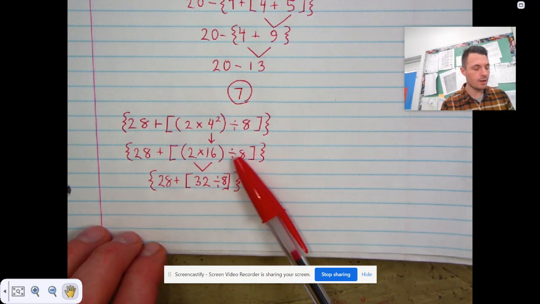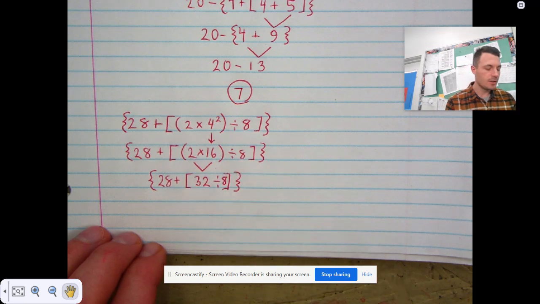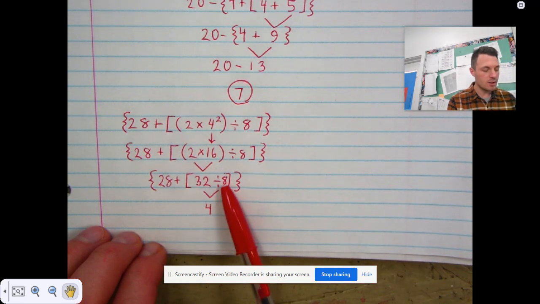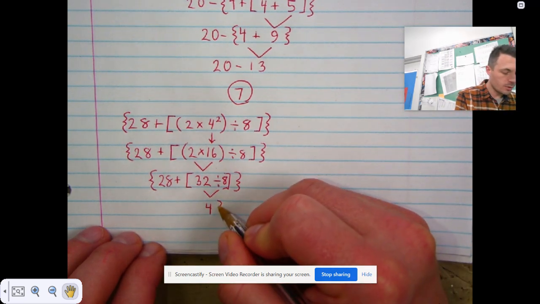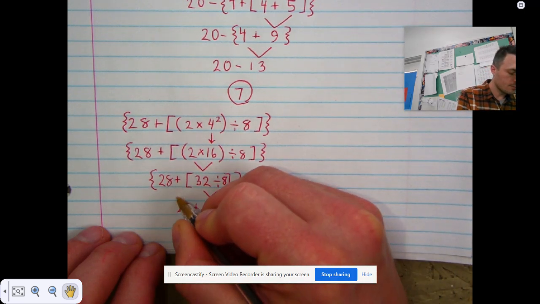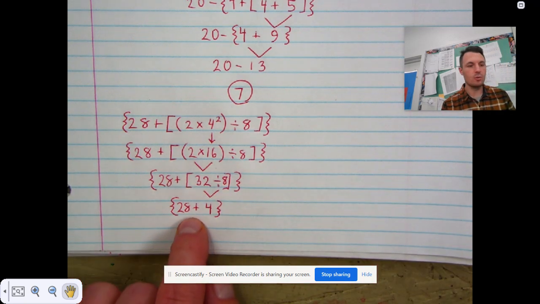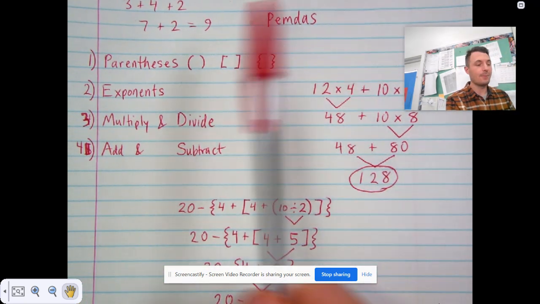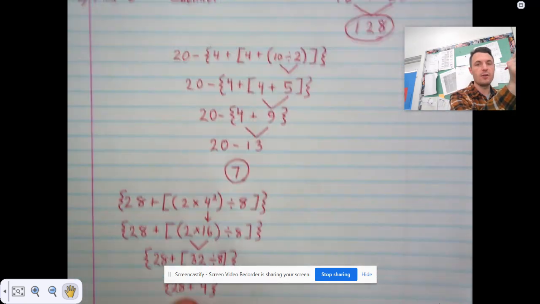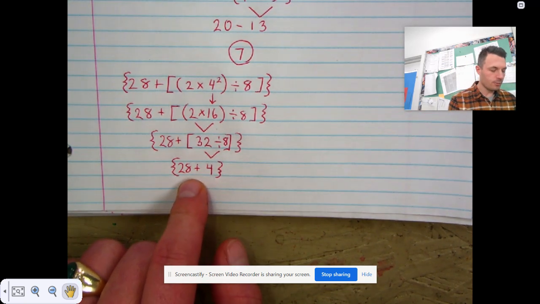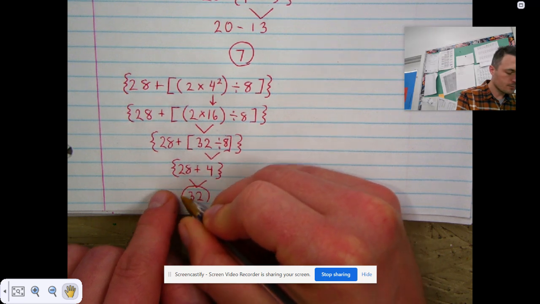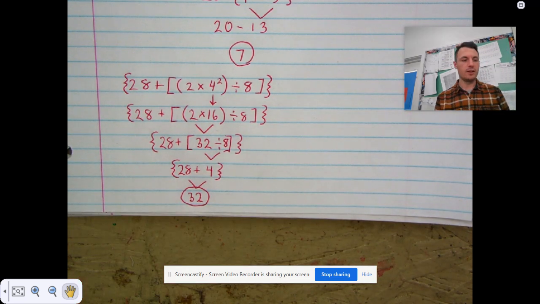It's 32 divided by 8 within these brackets here. Now, what's 32 divided by 8? It's 4. So we've solved what's in these brackets, so we don't need them anymore. We bring the rest of the problem down that we haven't solved yet. Okay, now we're still in step 1, parentheses, regular parentheses, then brackets, then braces. We have in braces here 28 plus 4, and 28 plus 4 is 32. So that's our final answer on that one.